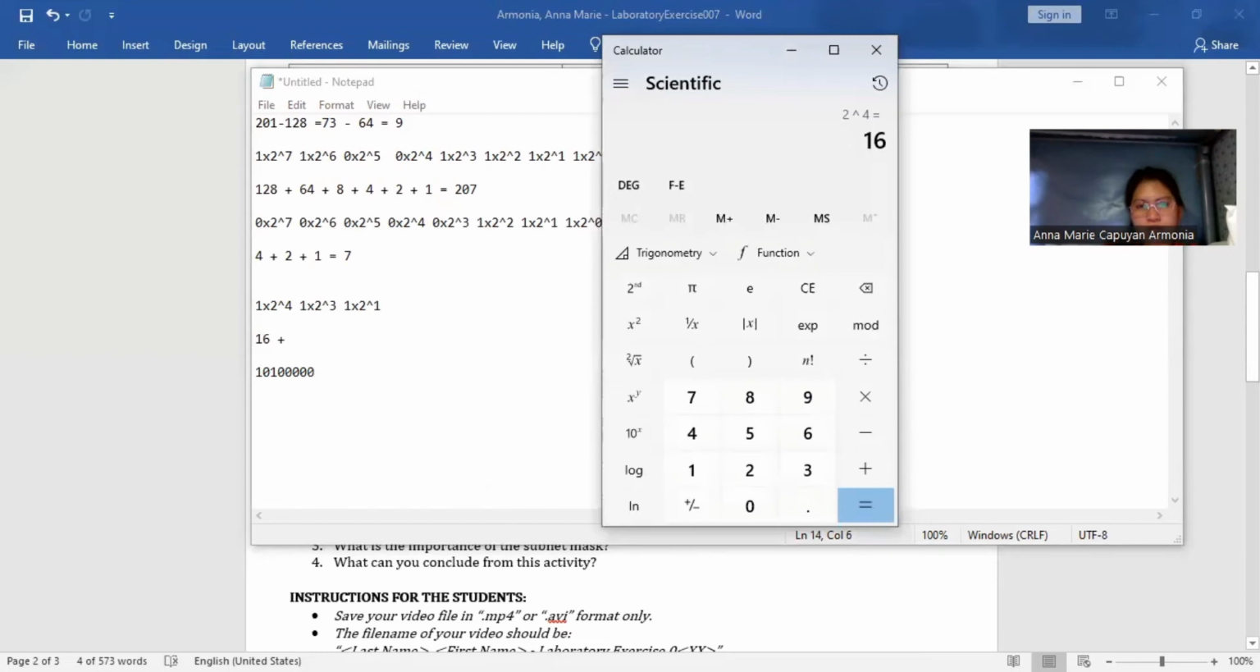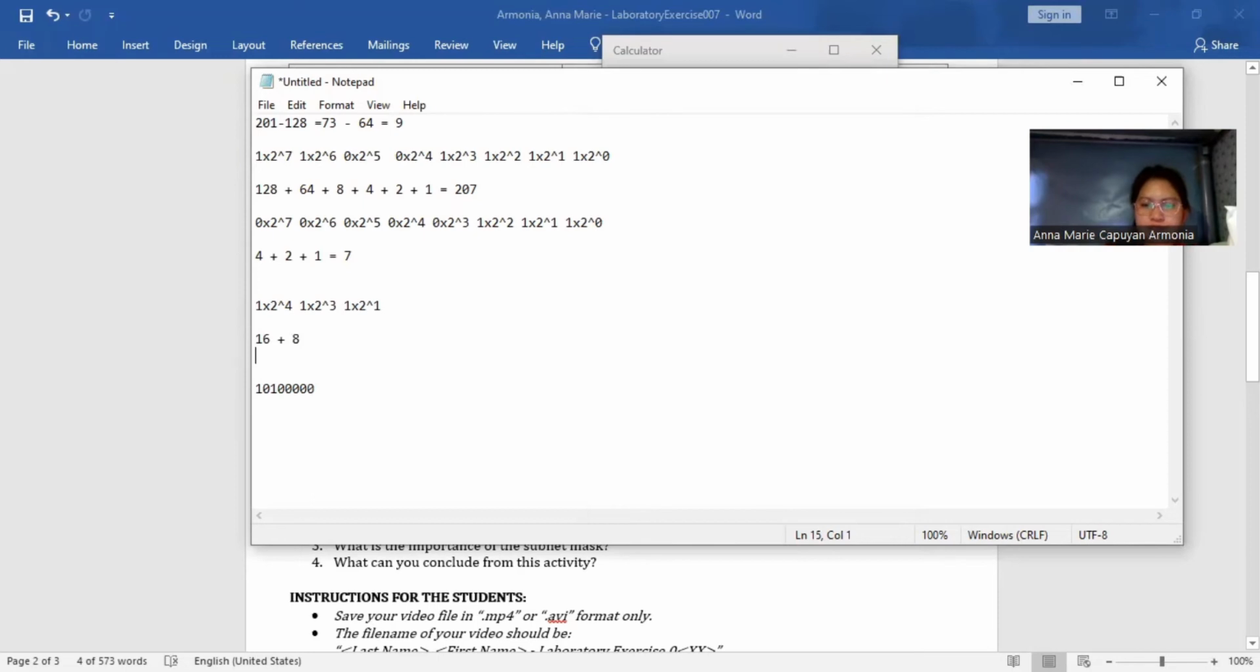Anyway, let's proceed with starting 3 here. 1, 2, 3. 2 to the 3. 3 plus 1 times 2. 4, 16, 8, 10, 26. So we have 2, 7, 7, 26.